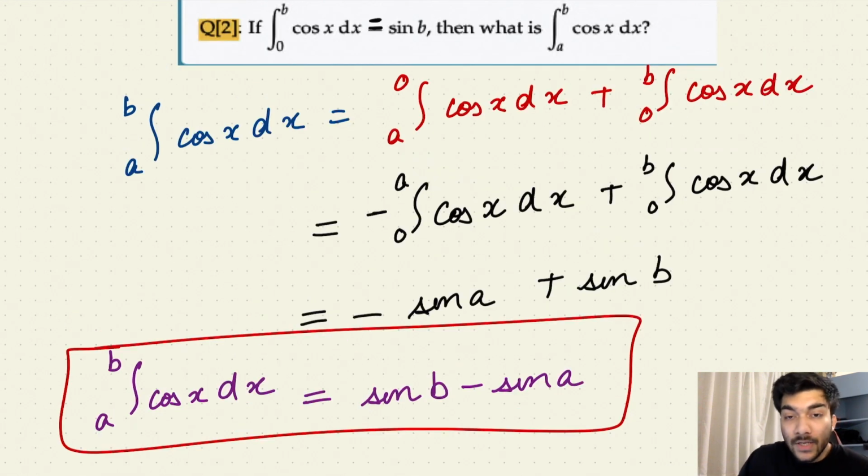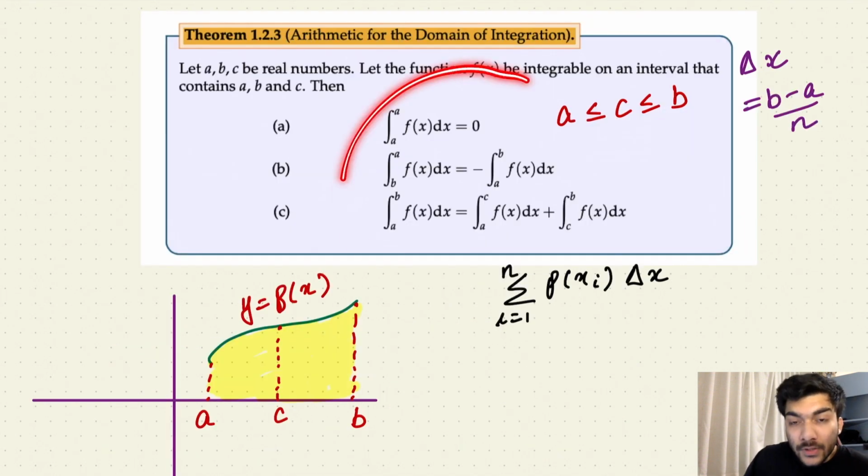So you noticed how easy it was to evaluate this integral based on the properties that we discussed, and in most cases as well, these three properties indeed make your calculations for definite integrals much easier.